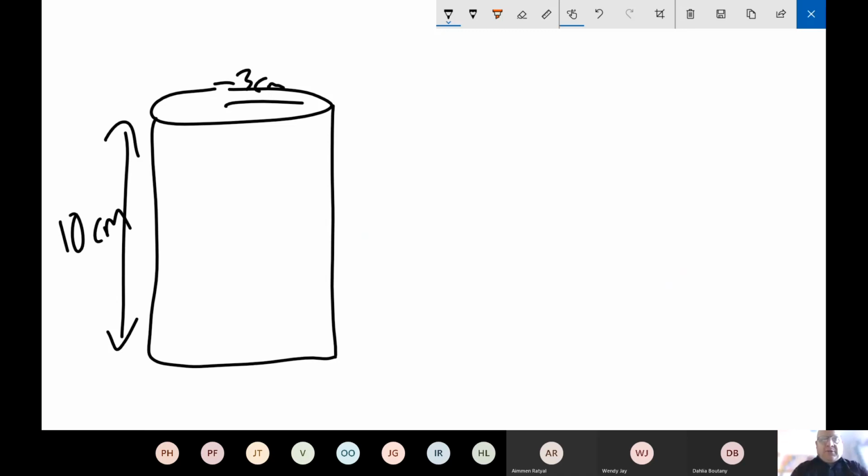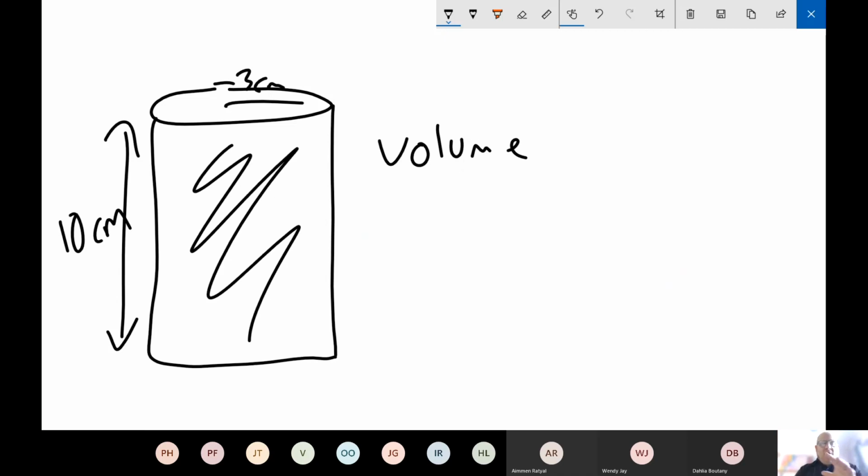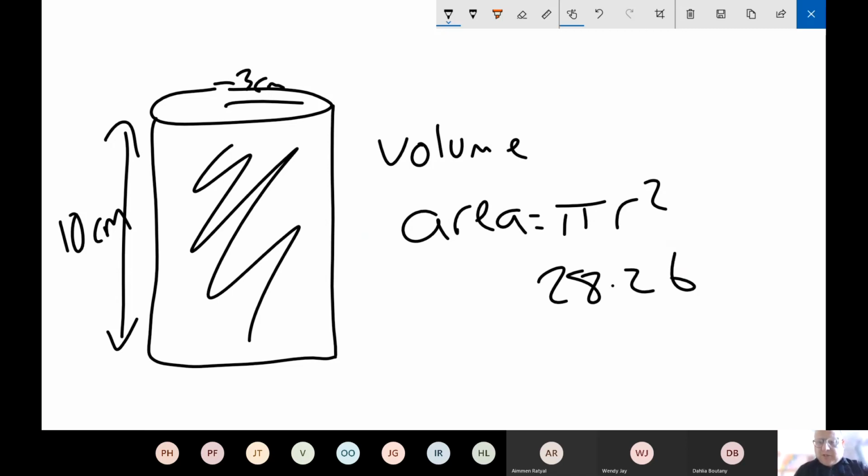If we want to work out the volume, which is the amount of stuff in this can here, when we did squares before, I said the easiest way is to work out the area of a flat shape and then multiply it by whichever dimension you've got left, depth, height, width, whatever it might be. So if we do the same again, we know the area of a circle is still pi r squared. And we just worked that out a moment ago to be 28.26.